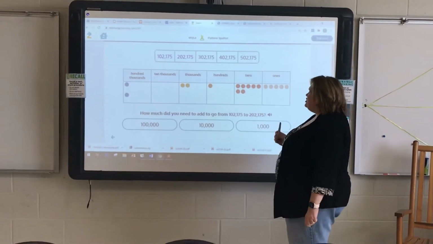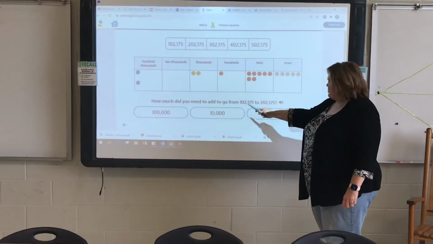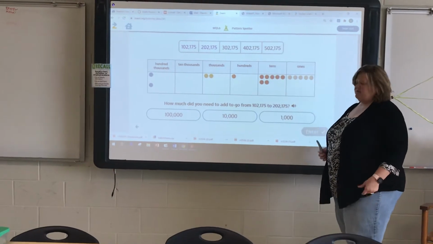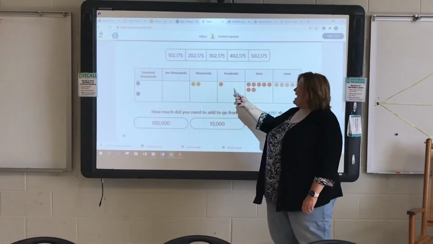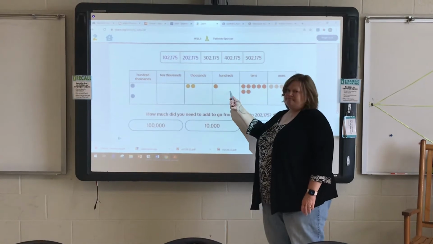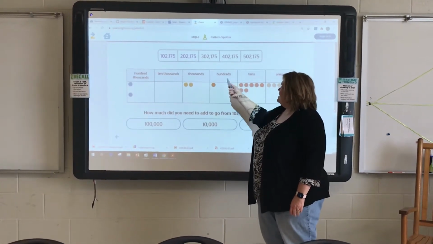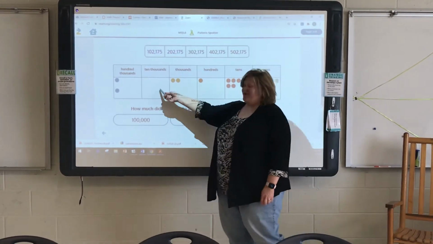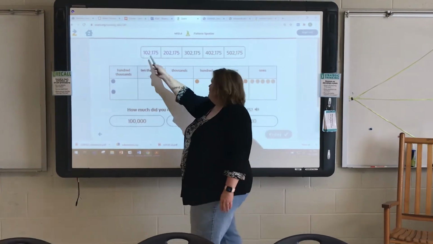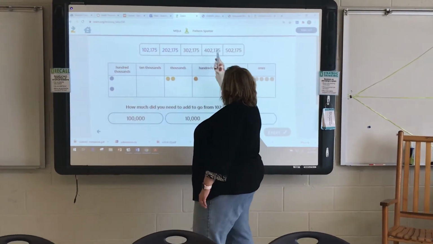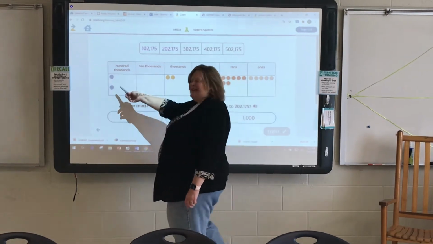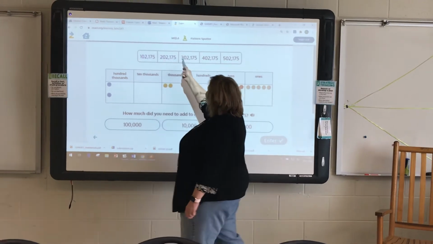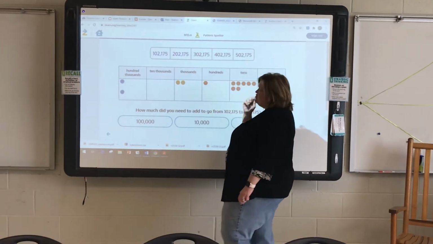All right, so how much did you need to add to go from 102,175 to 202,175? Did I add my place value disk here? No, because the 100 shows 1 in every one of the numbers. Did I add it here? No, it stayed a 0 in every position. I added it here in my 100,000 because the 100,000 place is the number that changed and increased.